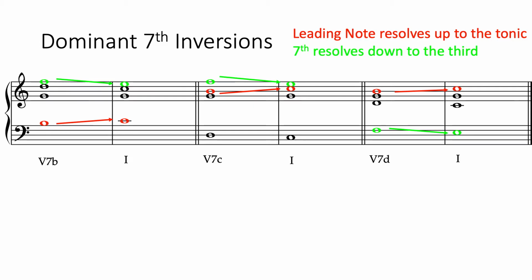So here's 5-7 B. The leading note resolves up, the seventh resolves down. Similarly with 5-7 C, here's 5-7 C. So again, we're going to have that inwards resolution, the leading note resolves up, the seventh resolves down. And here is 5-7 D.